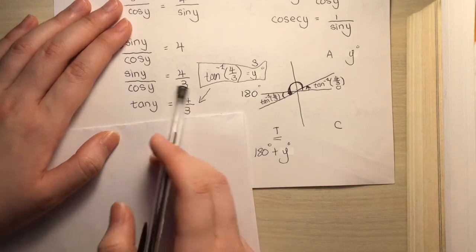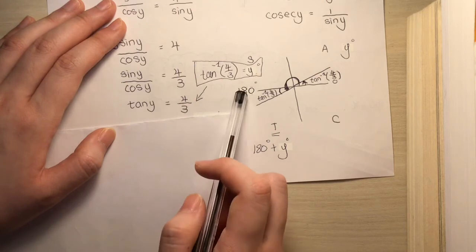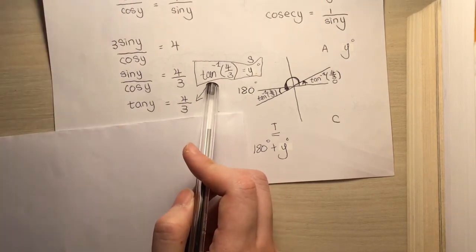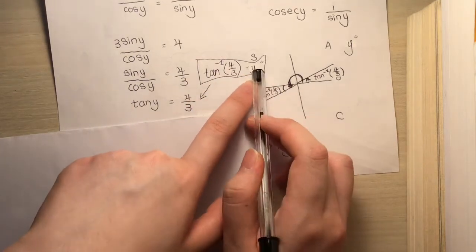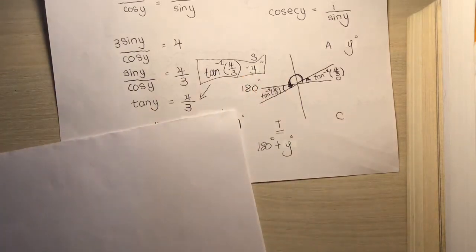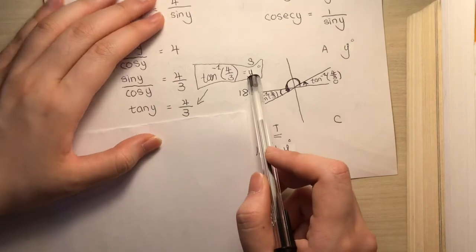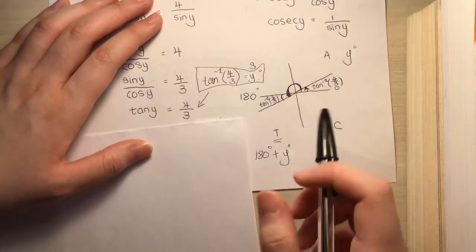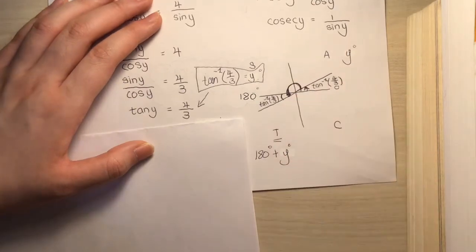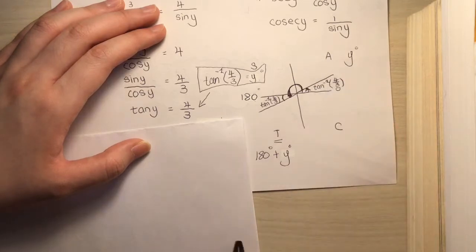When you have reached this point of your calculation, all you have to do is to type in your calculator tangent inverse of the negative bracket 4 over 3 to get your first answer, your first angle for this question. Whatever you have gotten from your calculator will represent the answer in this quadrant.